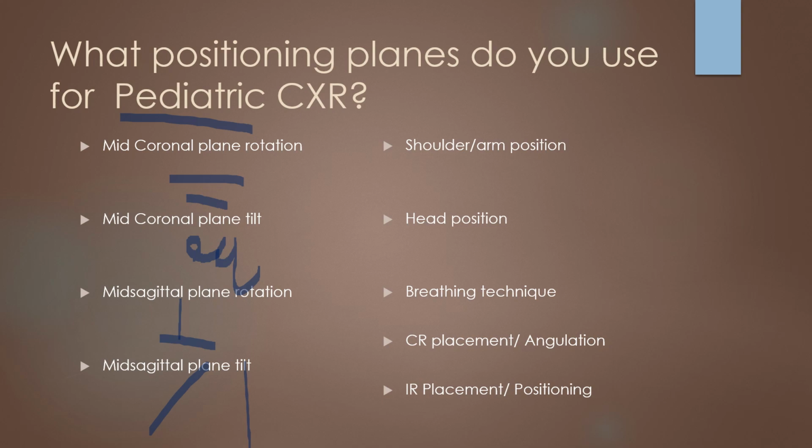Central ray placement needs to be to about T6, T7. Angulation should be perpendicular to the image receptor and the patient. IR placement should be about 1 inch above the shoulders. Make sure that you are collimating this down, so you're not doing a babygram. If you're looking for a chest x-ray, you want just the chest, apex through costophrenic angles.